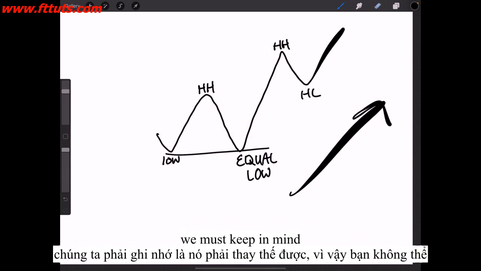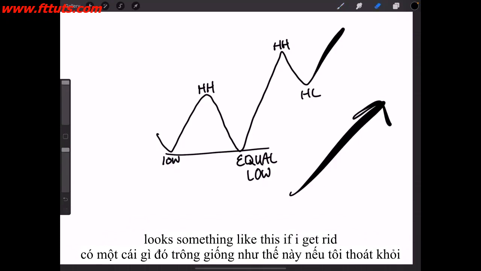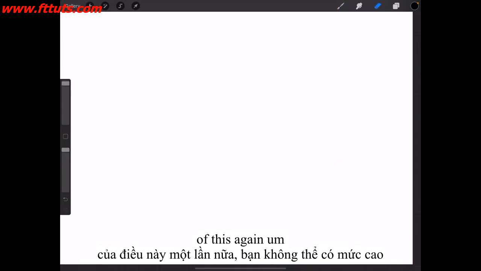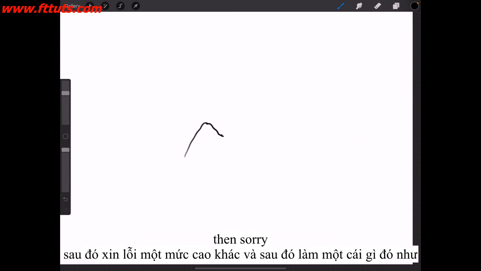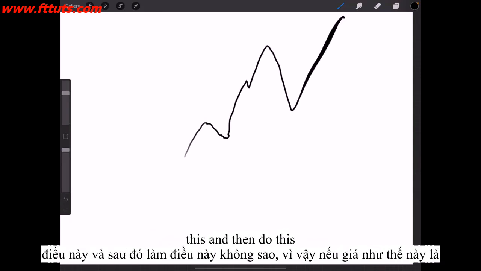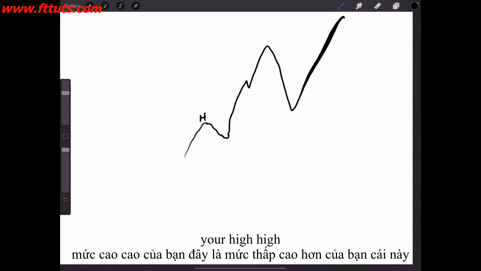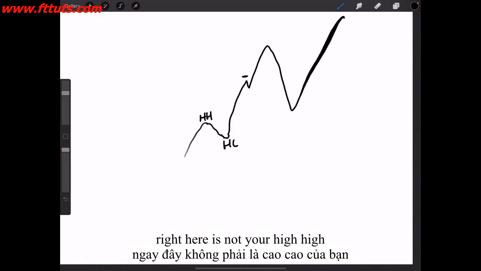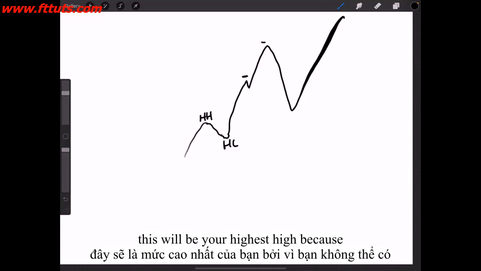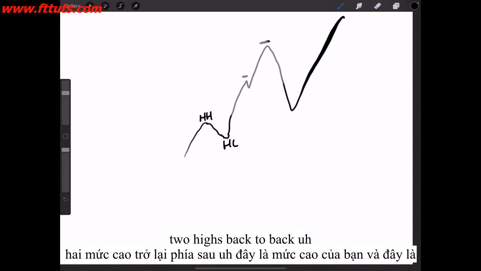One thing that we must keep in mind is it must alternate, okay? So you can't have something that looks something like this. If I get rid of this again, you can't have a higher high, then another high, and then do something like this, and then do this. Okay, so if price was like this, this is your higher high, this is your higher low, this right here is not your higher high, this will be your highest high, because you can't have two highs back to back. This here is your higher high, and this will be your higher low.